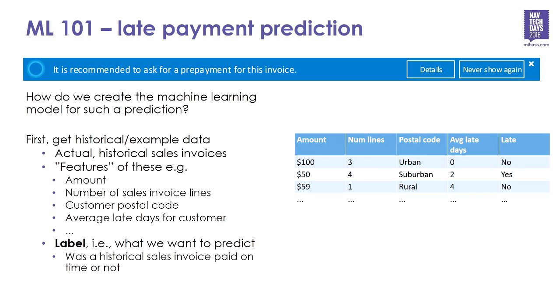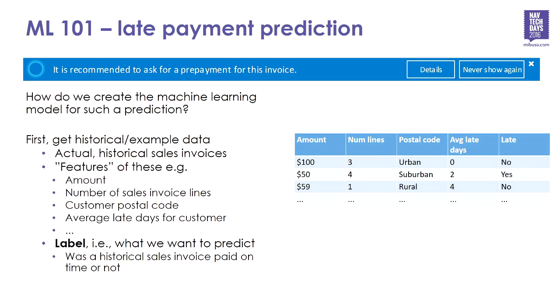So in this example, we'll need to get some historical or example data. So these would be actual historical sales invoices. So I've made an example. It's a bit of a Mickey Mouse example, so you probably need more features of the data than this. But in this case, I have 3 examples in my historical data. So for the first invoice, the customer paid $100. There were 3 lines. The postcode that the customer had was urban. The customer, on average, never pays late, always pays on time. And in this instance, the customer was not late.